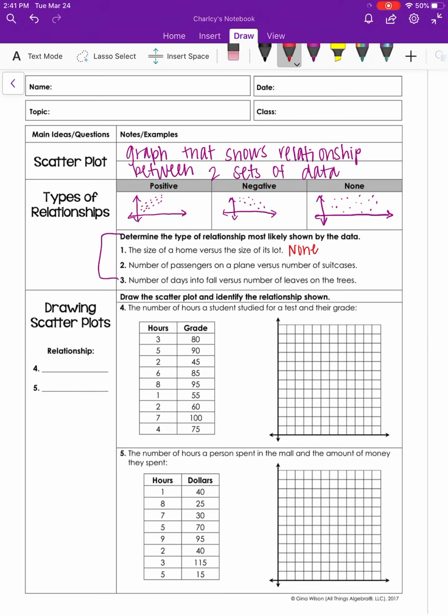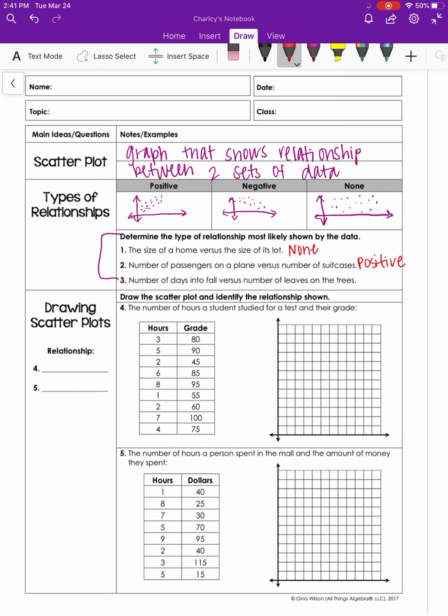All right, the next thing is the number of passengers on a plane versus the number of suitcases. Now, think about it. If I was going to get on an airplane, if there are more passengers, they would have to bring a suitcase with them. So the more passengers you have, the more suitcases you would have. Okay, so what we would call that is a positive relationship. If one goes up and the other goes up with it, that's called positive.